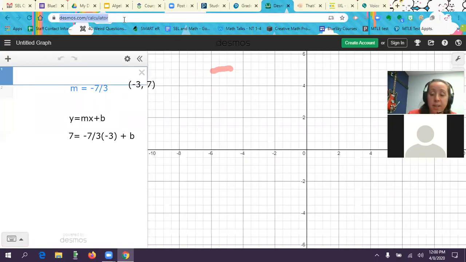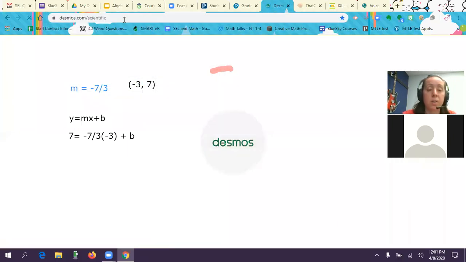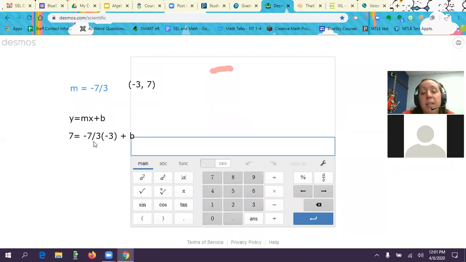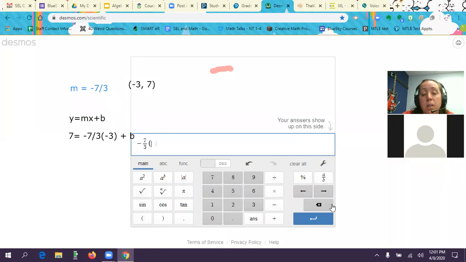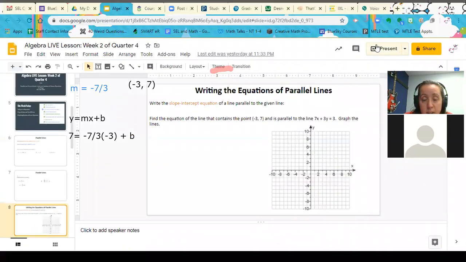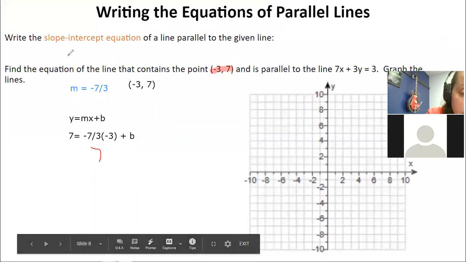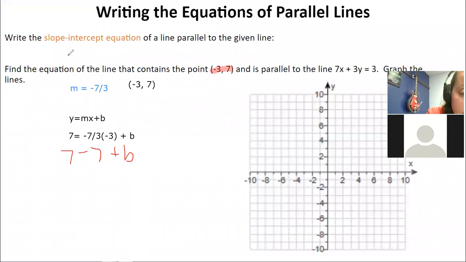Oh no, I don't want to graph it here. Desmos. There we go. Cool, so I'm going to type in -7/3 times -3. And I get 7. So this part right here is equal to 7. Okay, then what do I do? How do I finish solving for b?